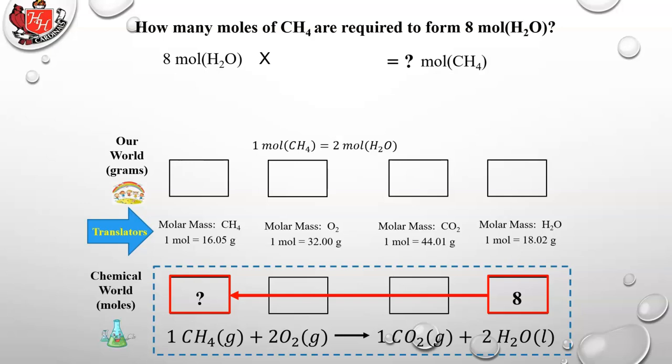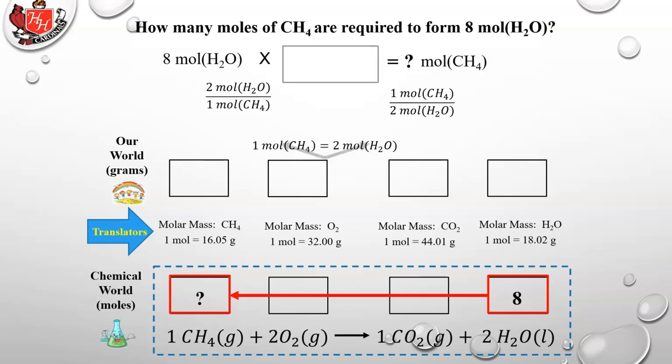You can create 2 conversion factors. You put one side over the other. In this case, we'll put 2 moles of H2O over 1 mole of CH4, or you flip it and put 1 mole CH4 over 2 moles of H2O. Those are both true statements, but only one of them is going to help us solve the problem. So how do we choose which one? We've got to make a choice there.